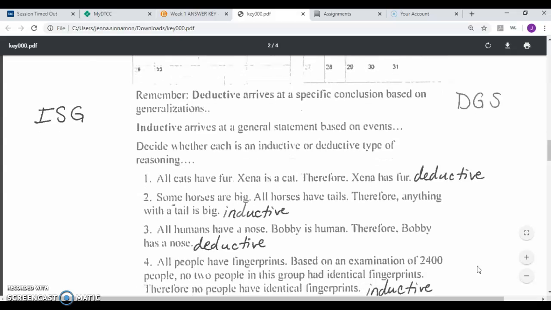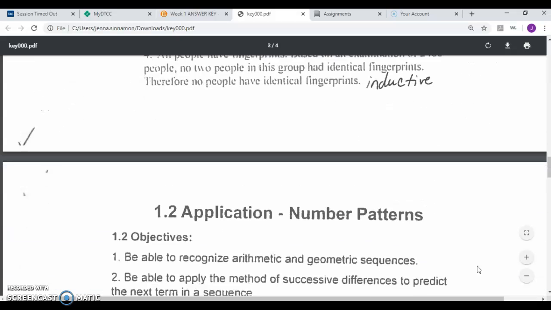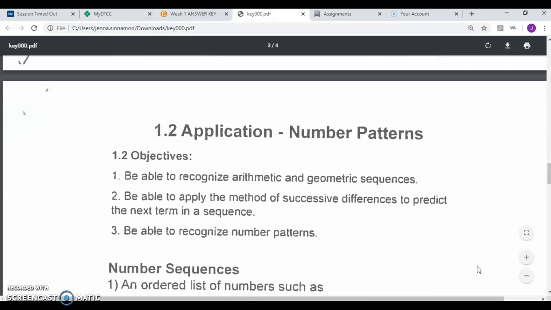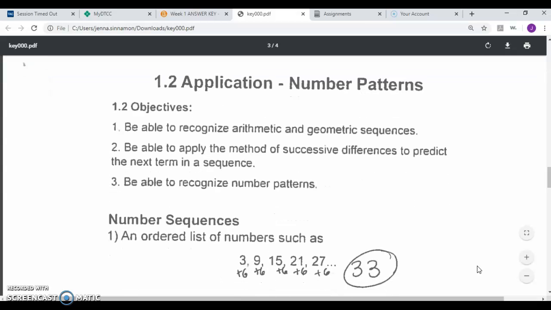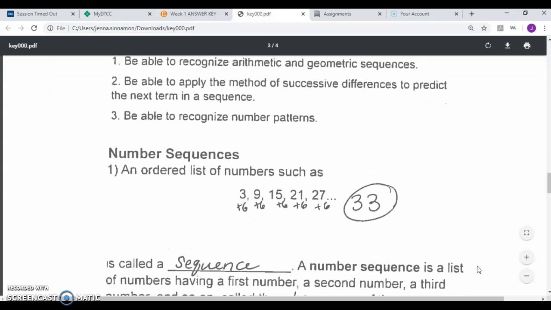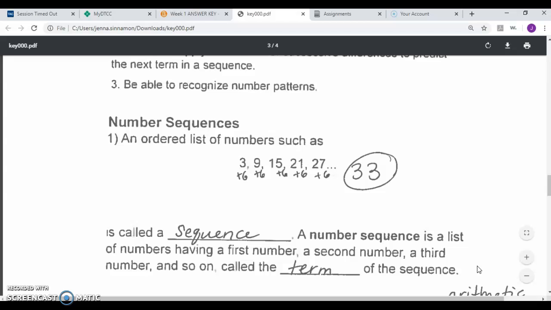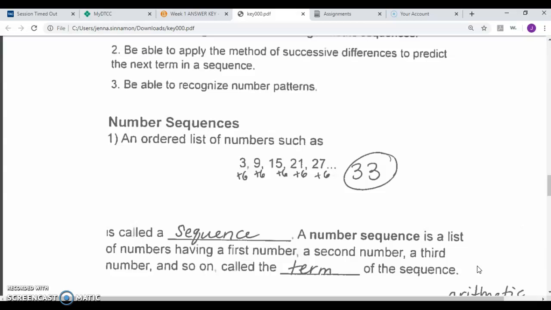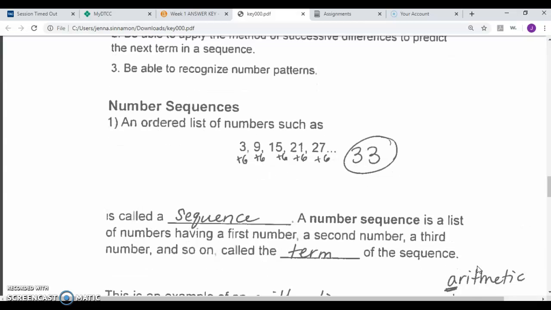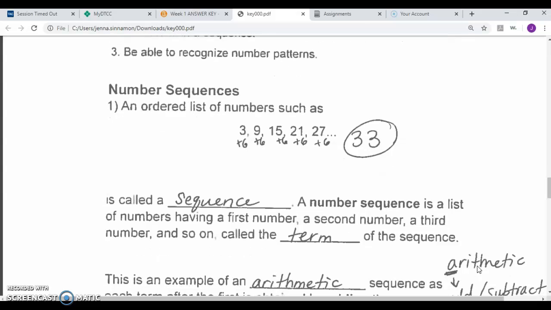There are some practice problems. I'm going to skip through them because I would like you to try them on your own. So you can pause this and do that and then check your work. Now, talking about patterns, we're going to talk about different sequences. There are 2 types of sequences that we're going to take a look at. A sequence has a first number, a second number, a third number, and it goes on and on. They're called terms of the sequence.